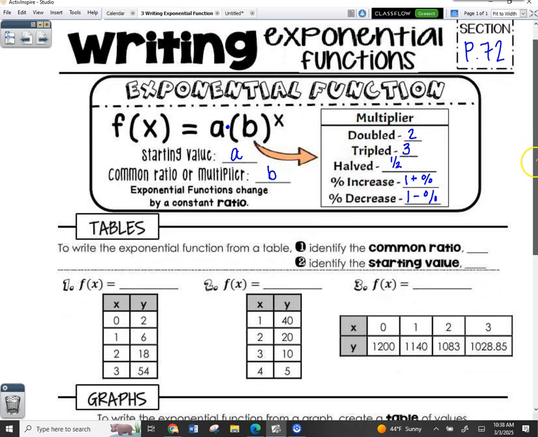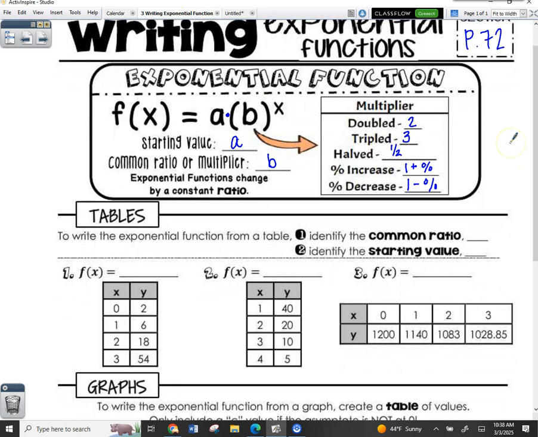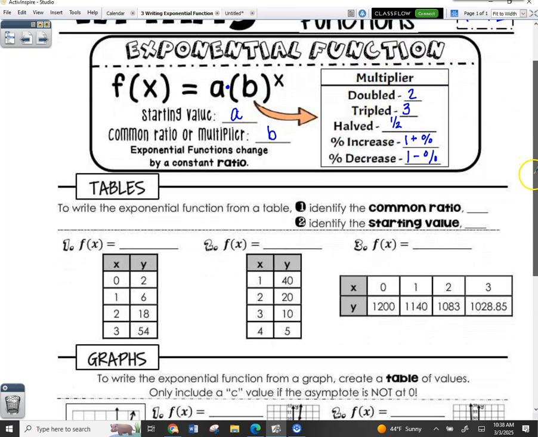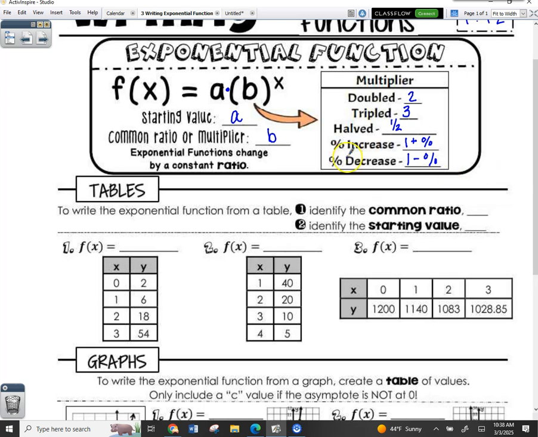Let's look at this. We're going to learn how to write the equation from a table first. This would probably be the easiest. And you might be thinking, how in the world? Let's look right here. To write the exponential function from a table, you're going to identify the common ratio and then identify the starting value. Your common ratio is your base. Your starting value is your A.